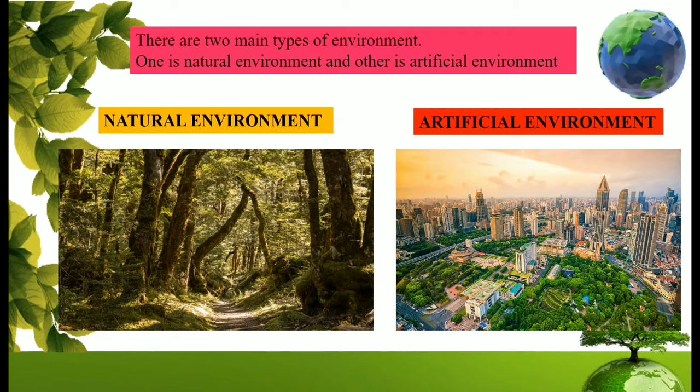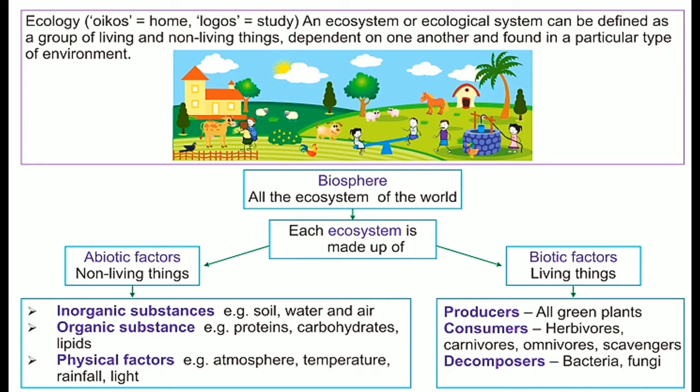ठीक है. This brings us to another word that is mentioned in our textbook, that is ecology. Ecology comes from two words, oikos, that is home, and logos, means the study. An ecosystem or ecological system can be defined as a group of living and non-living things dependent on one another and found in a particular type of environment. जैसे कि बायोस्फीयर. हमारा जो बायोस्फीयर है, it is comprising of all the ecosystem of the world. ठीक है. Now under the biosphere you have each ecosystem is made up of biotic factors and abiotic factors.